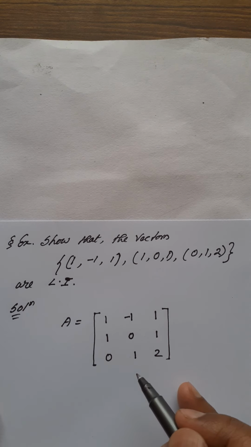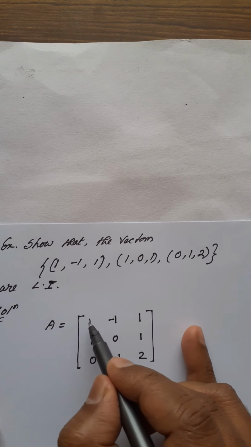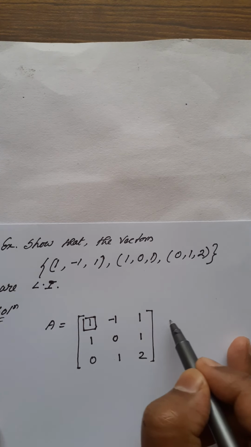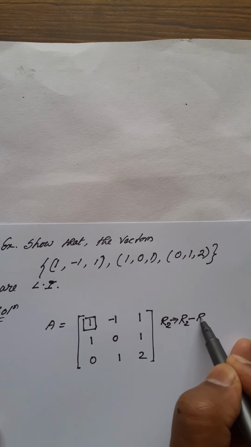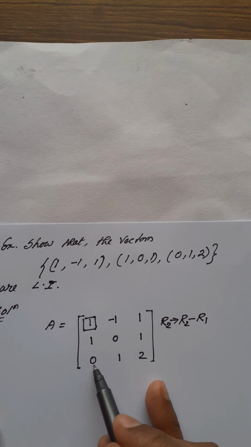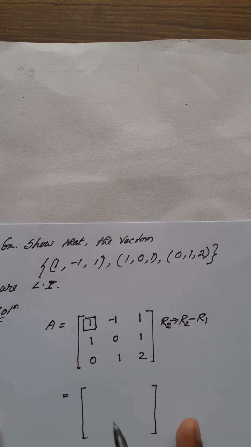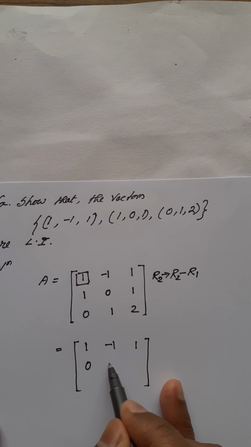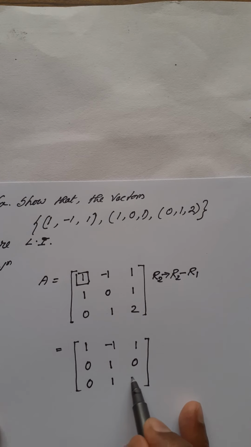The next step is to reduce this matrix to row echelon form. How can we do it? Here this is the first pivot. If it is a pivot, all entries below it should be 0. So we apply the operation R2 goes to R2 minus R1, and that makes it 0. This is already 0. So the reduced matrix is 1, -1, 1, then 0, 1, 0, and then 0, 1, 2.